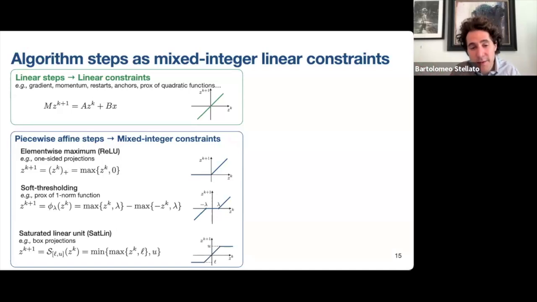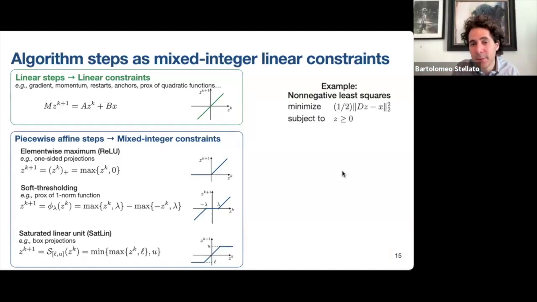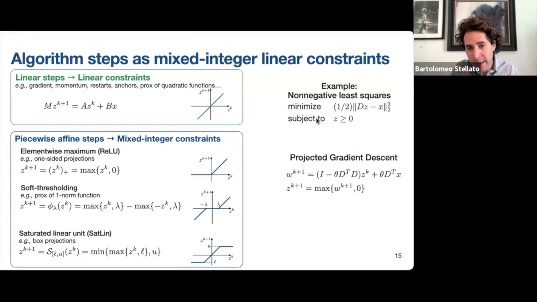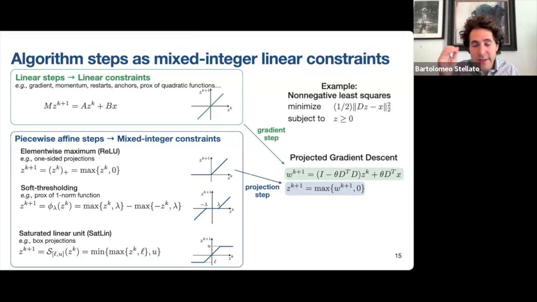And even if you do box projection, it corresponds to this other operator, the saturated linear unit, which is literally just clipping up and down every component of the variables. So all of these can be represented with mixed integer linear constraints. And if you have, for example, a non-negative least squares problem that you want to solve, here on the right, we can apply projected gradient descent, where you do a gradient step on the objective and a projection onto the non-negative orthant. The first step is a linear step, and the second step is a projection step. So there are all these algorithms that can be represented in this way.